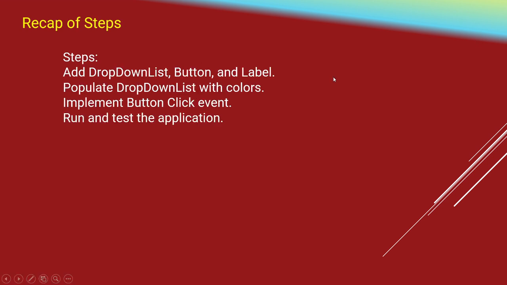In summary, we have walked through the steps to use the drop-down list control in our WebForms application. We added a drop-down list, button, and label, populated the drop-down list with the color options, implemented the button click event to display the selected color, and successfully tested the application. This process illustrates how easily user selections can be managed in ASP.NET WebForms.